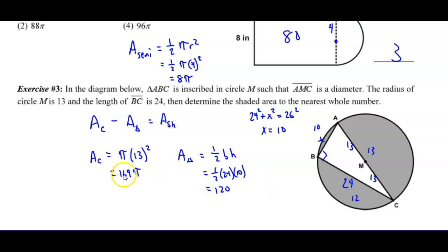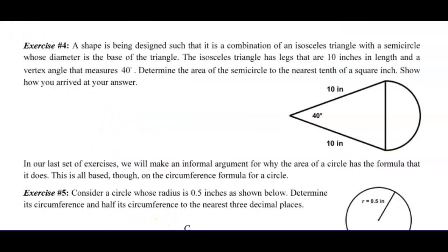Okay, so if I subtract circle minus triangle, then I have my total. So the area of the shaded is 169 pi minus 120. It wants it to the nearest whole number, so I would put that in the calculator. Comes out to approximately 411. All right, so shaded area problems, if you can't calculate it directly, look for an indirect way to do it.